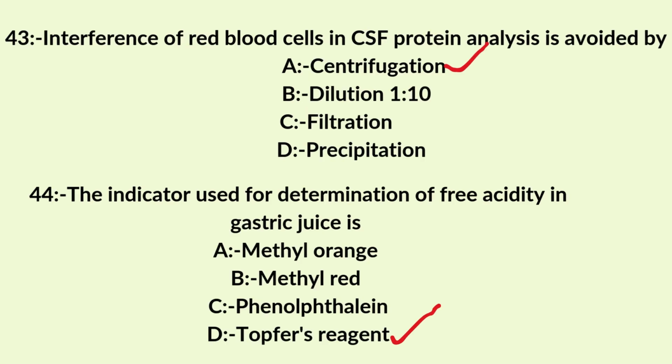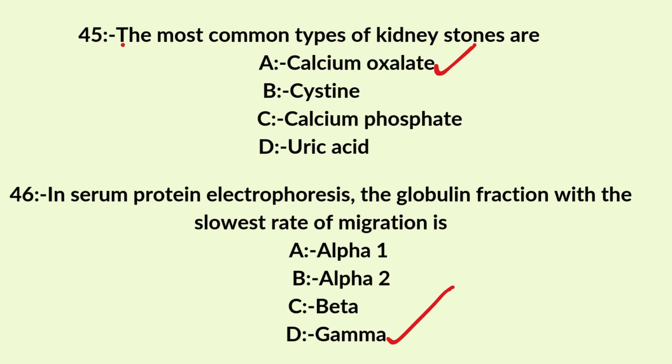Interference of red blood cells in CSF protein analysis is avoided by, centrifugation, dilution 1:10, filtration, precipitation. Answer is centrifugation. Next one, indicator used for the determination of free acidity in gastric juice is, options: methyl orange, methyl red, phenolphthalein, Toepfer's reagent. Answer is option D, Toepfer's reagent.